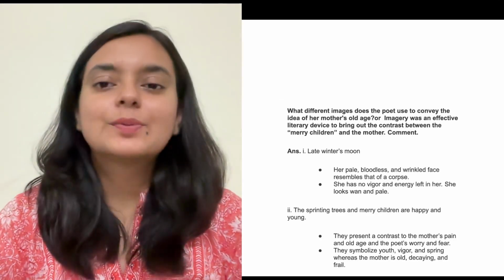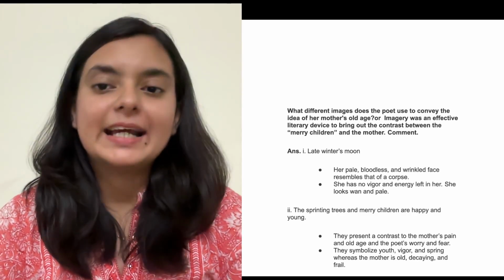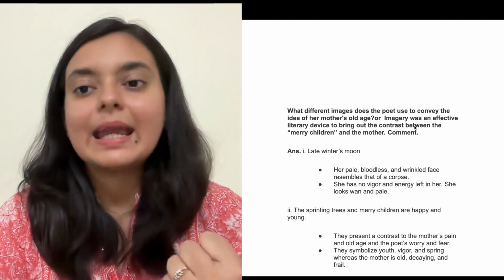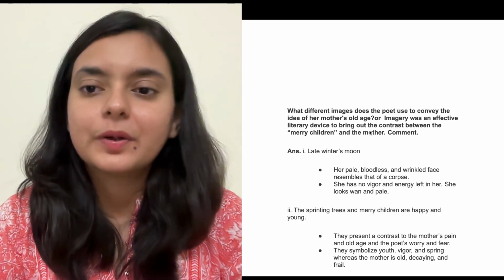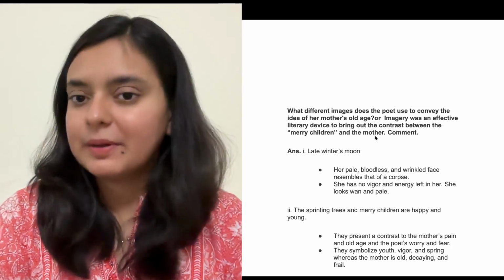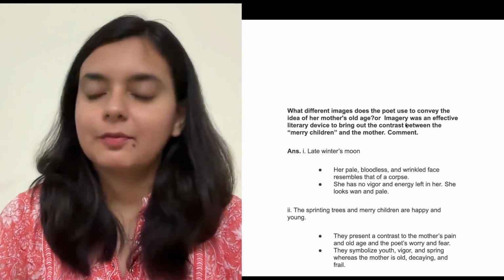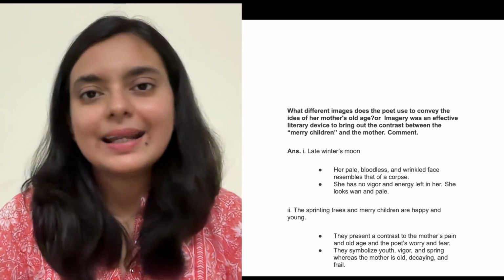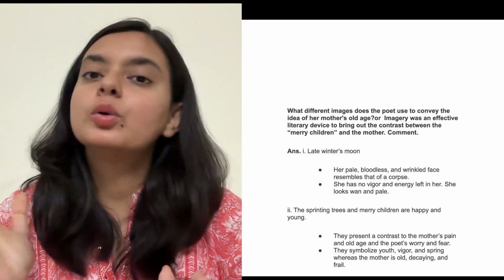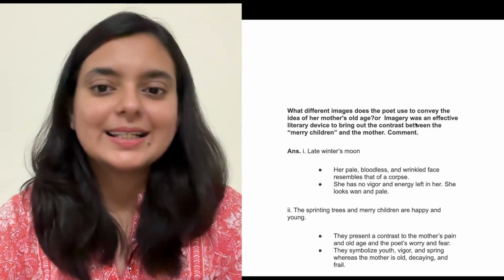The next question is, what different images does the poet use to convey the idea of a mother's old age? Or else it could be framed like, imagery was an effective literary device to bring out the contrast between merry children and the mother, as discussed in the previous question. So these are the different types of questions which you should be familiar with. The answer is basically the same, but how to approach these answers based on the kind of questions, that is very, very important.